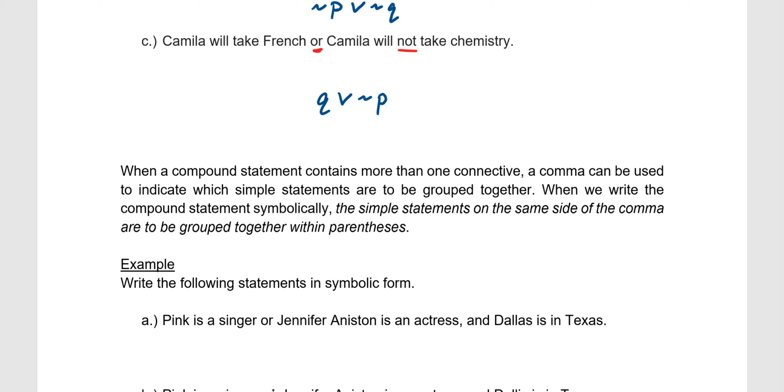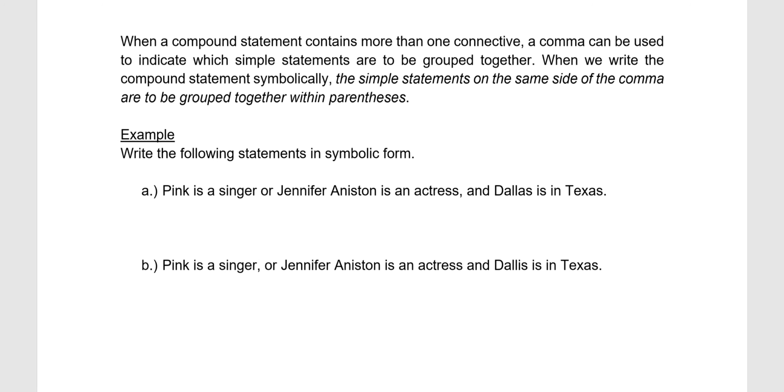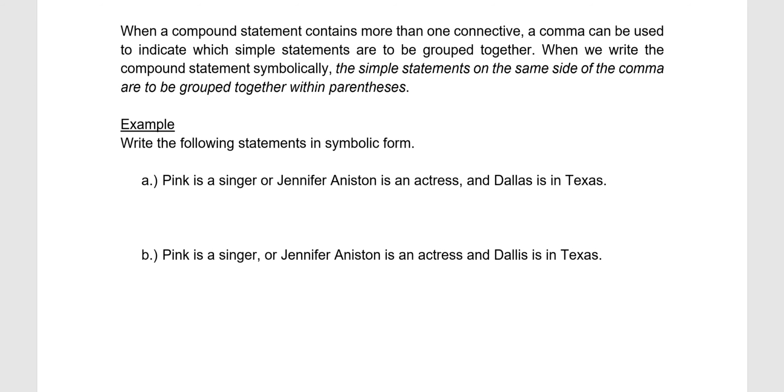Okay, so let's get into ones that get a little bit harder here. When a compound statement contains more than one connective, a comma is going to be used to indicate which simple statements are going to be grouped together. So when we're writing these compound statements with more than one connective symbolically, what we have to remember is the simple statements on the same side of the comma are going to be grouped together within parentheses. So we're going to have two statements and then a comma and then another statement. The two statements on the same side of the comma are going to be grouped together in parentheses.